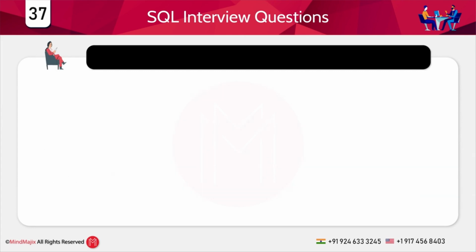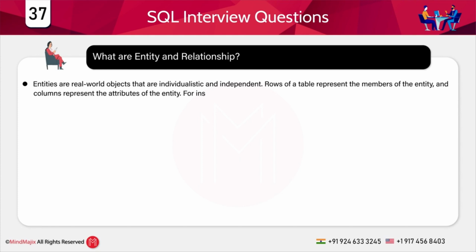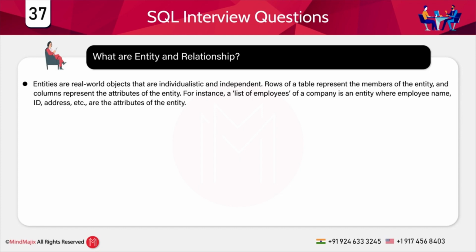So the next question over here is, what do you mean by entity and relationship? So entities are real world objects that are individualistic and independent. So rows of a table represent the members of the entity and column represents the attribute of the entity. For example, a list of employees of a company is an entity where employee name, ID, address, and so on are the attributes of that entity.